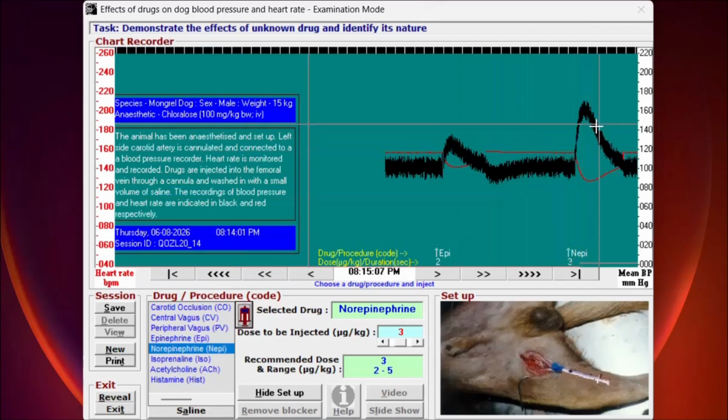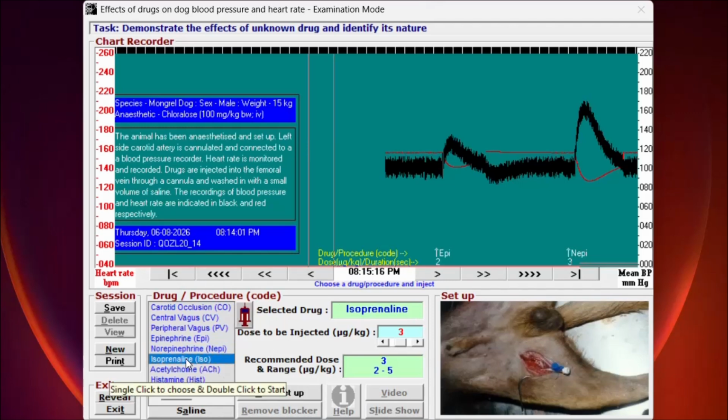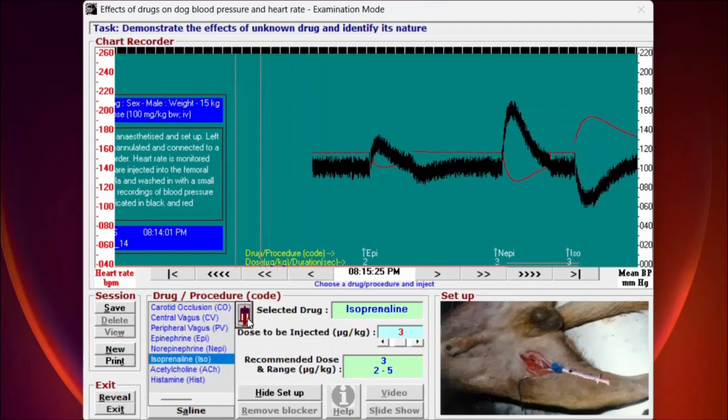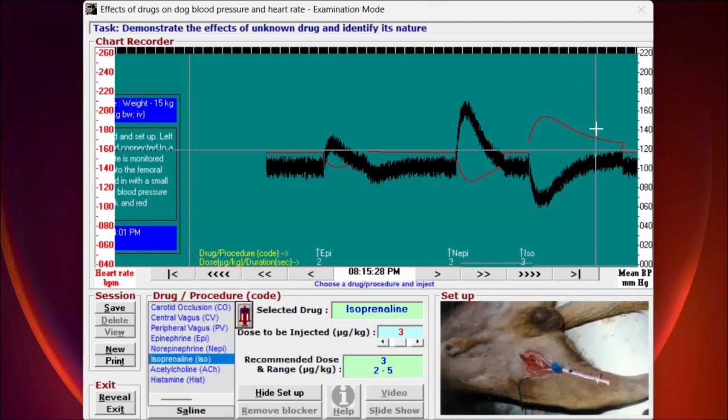Here you can see there is an increase in the mean arterial blood pressure and a decrease in the heart rate. Then the next agonist is isoprenaline. We know isoprenaline is a beta 1 and beta 2 agonist. Let's see what it does. It is obviously going to decrease the mean arterial blood pressure. So we will inject isoprenaline and there you go, you can see that. Here you can see that isoprenaline has decreased the mean arterial blood pressure, okay? So it is causing hypotension.